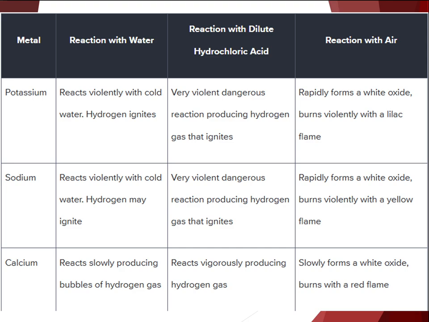Calcium reacts slowly with water, producing bubbles of hydrogen gas. Notice there's no ignition here. Calcium's reaction with dilute HCl: it reacts vigorously, producing hydrogen gas. And calcium's reaction with air slowly forms, again, slowly as opposed to rapidly, a white oxide, and it burns with a red flame.